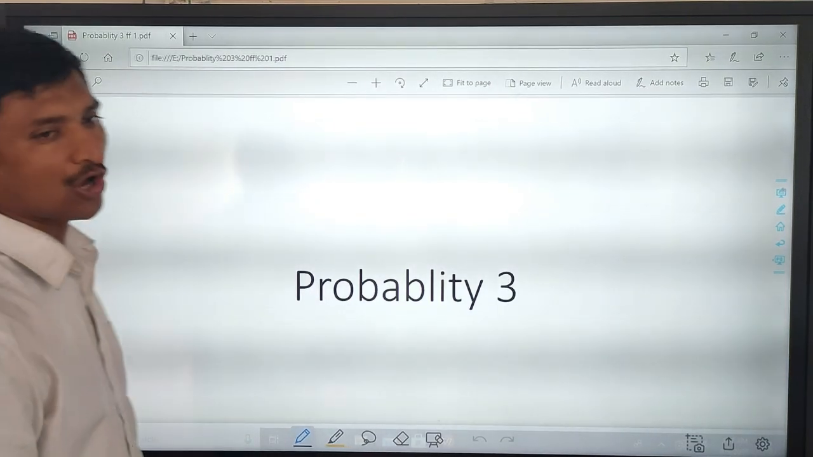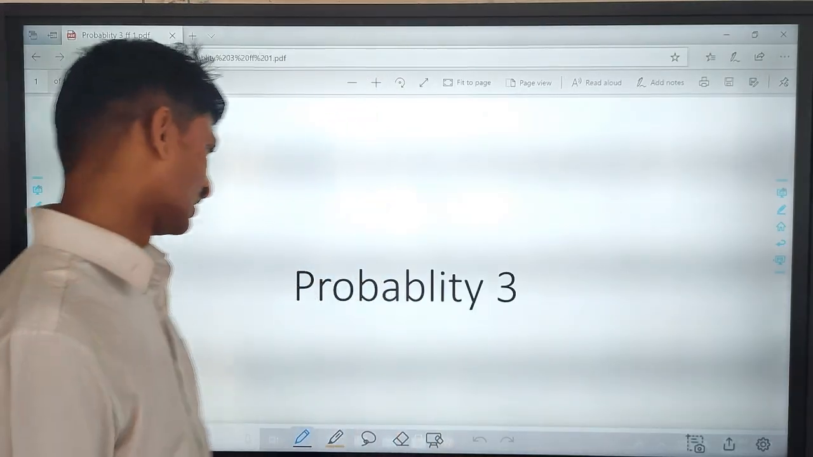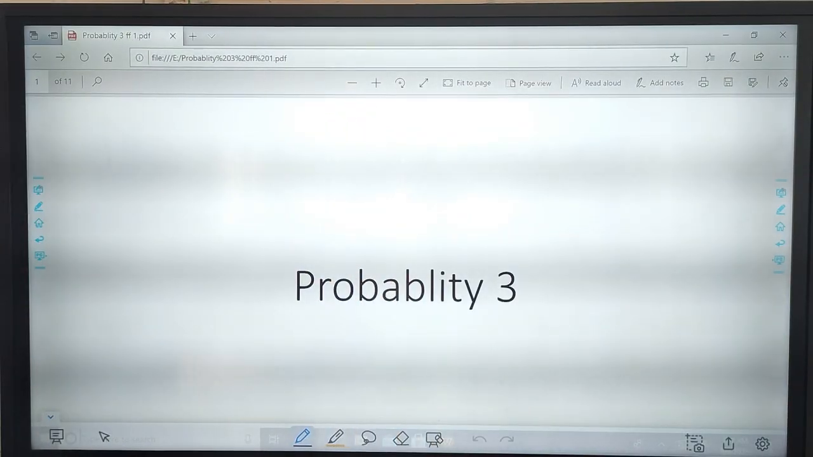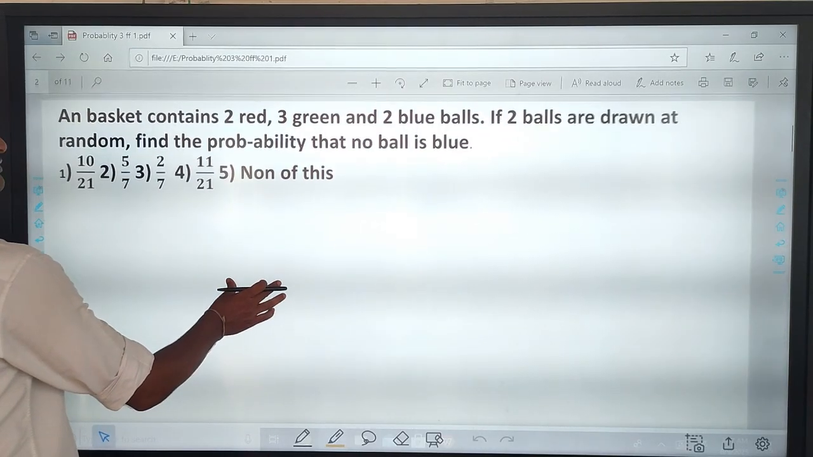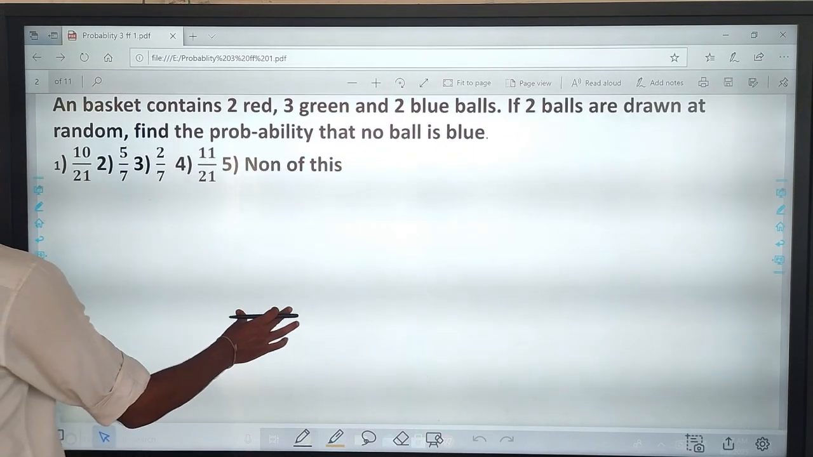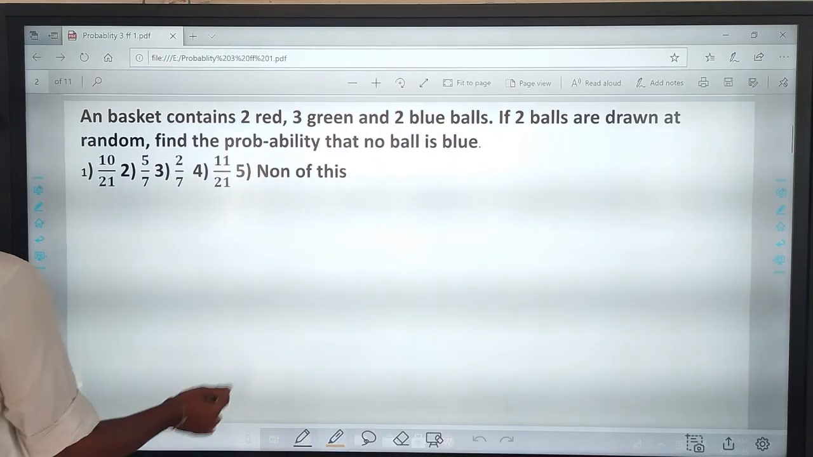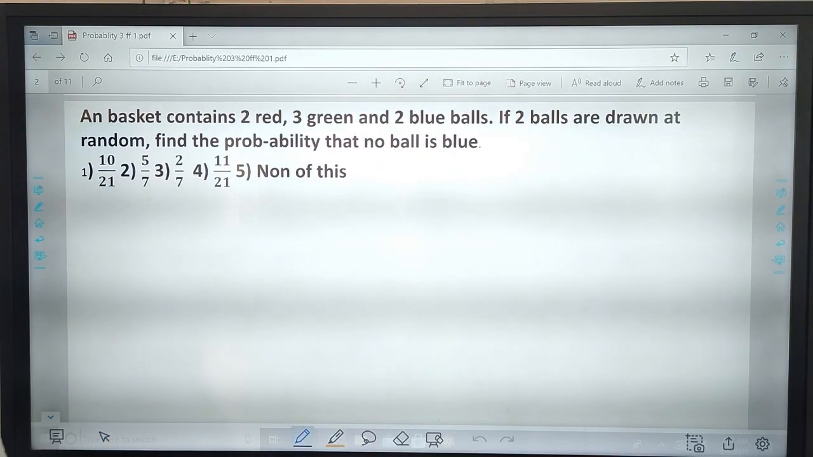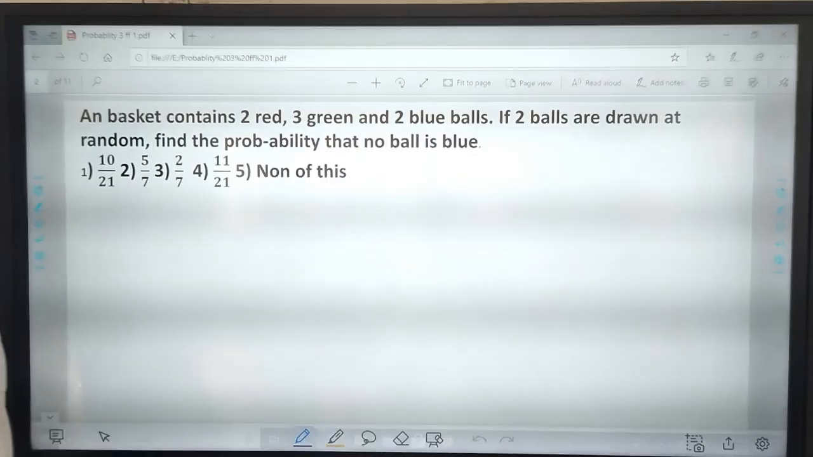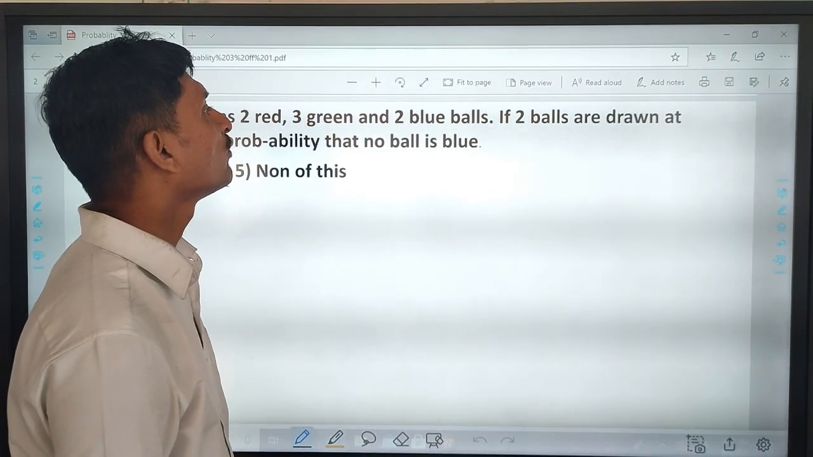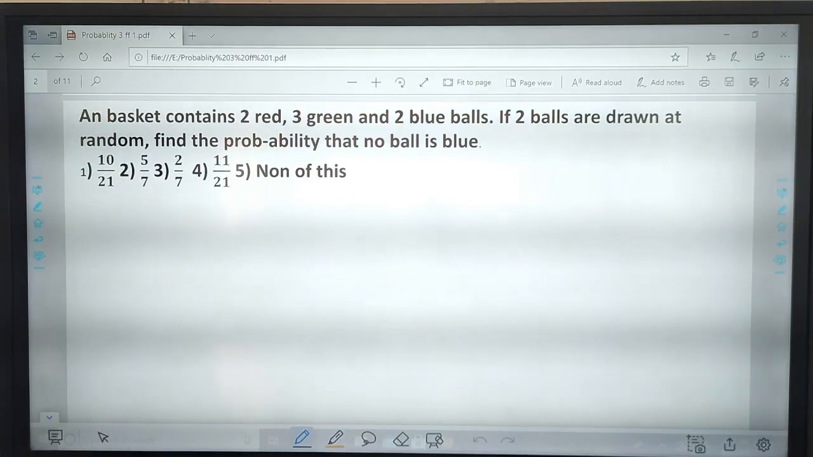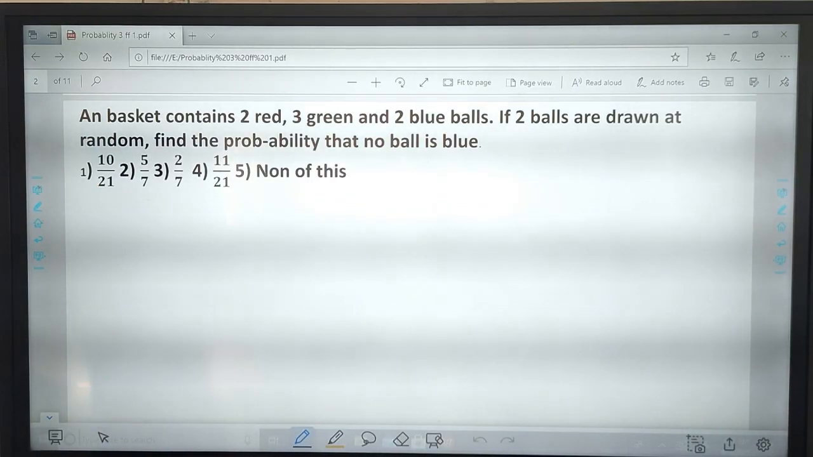Today we discuss the topic of probability. Now we see examples on probability. A basket contains 2 red, 3 green and 2 blue balls. If 2 balls are drawn at random, then find the probability that no ball is blue.